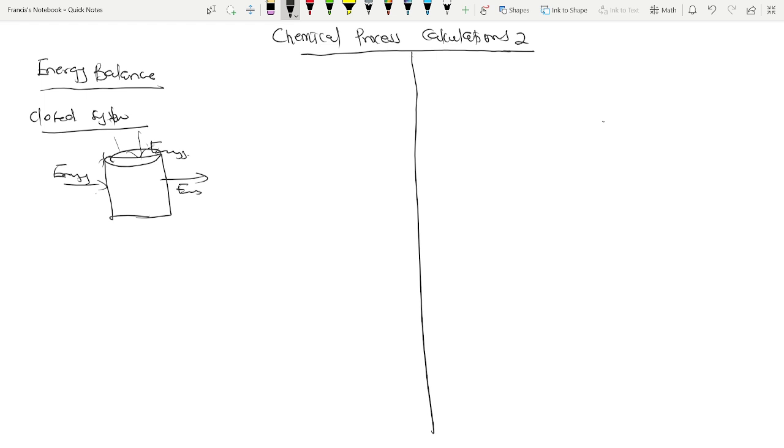Now, to look at the energy balance for a closed system, we have to do our energy balance. The energy balance means that energy can neither be created nor destroyed. So our energy in should be equal to our energy out. Energy in equal to energy out means that the energy we put into the system wouldn't be exhausted, but would be converted to other forms of energy.